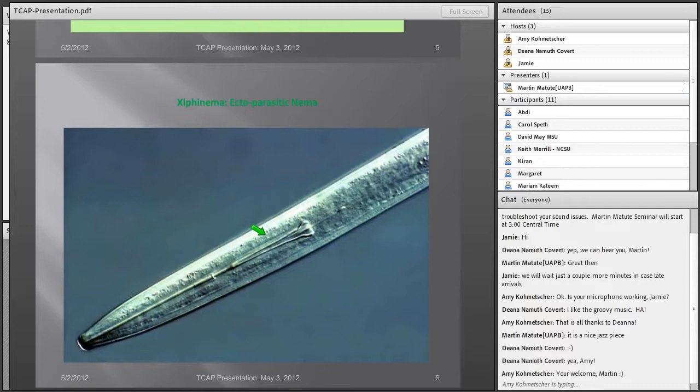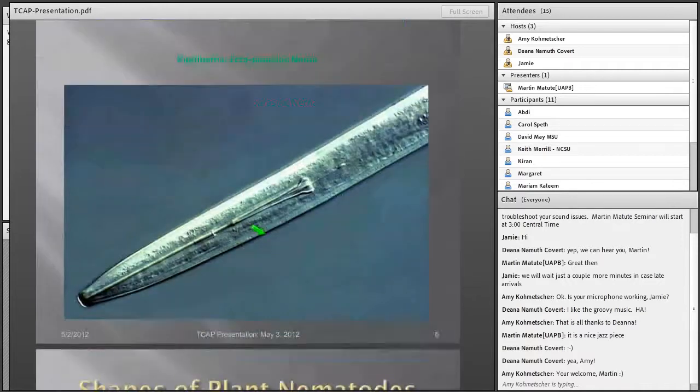So most of this stylet here is extruded outside the animal towards the lip region here, so they can actually make contact with root tissues and then absorb the nutrients that they need to absorb.